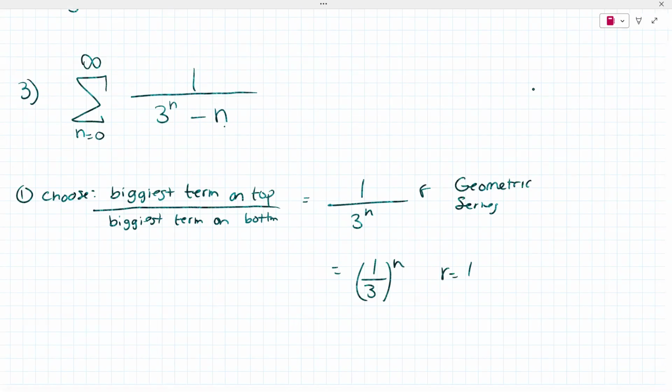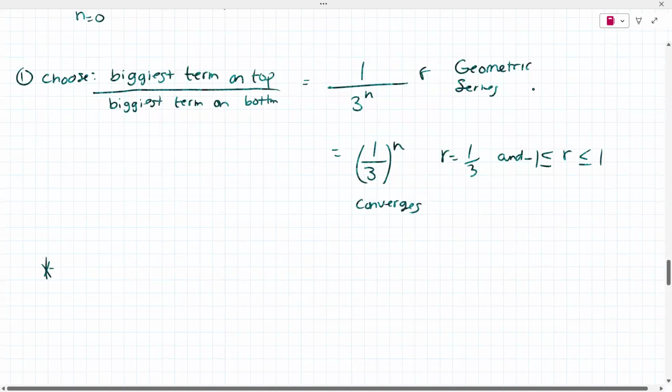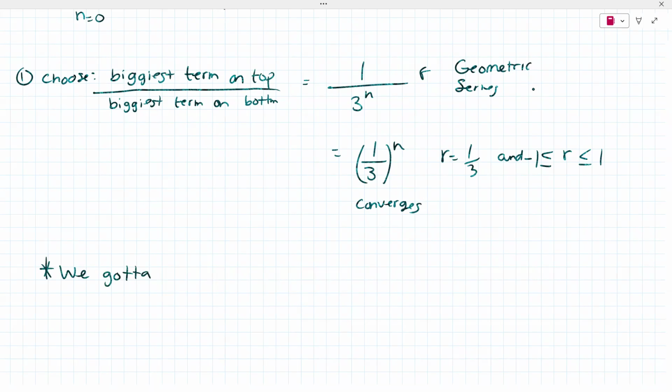And my r is 1/3, and 1/3 is less than 1, but greater than -1. So this converges. But we got to prove our other choice converges too, right? We got to prove our choice. So the choose converges, but what about the choice?